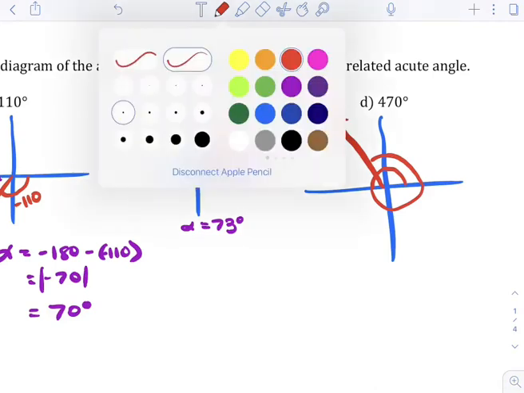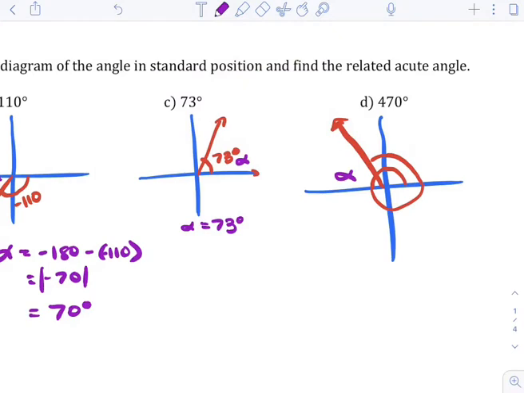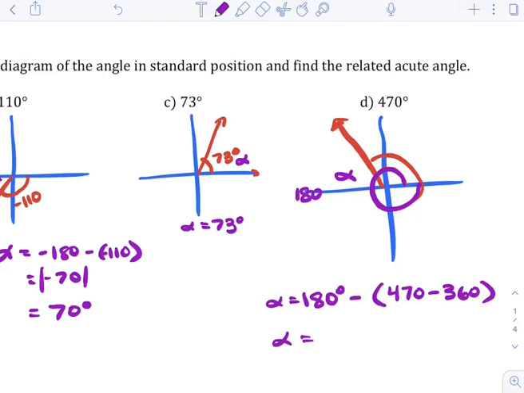Our related acute angle is the angle that's created here, so I've got to figure that out. Our x-axis is 180 degrees, but I need to subtract 470 minus that first circle, because I want to take out this first circle here. I'm just interested in what happens after that first circle because it's a coterminal angle. So I'm going to take away 360. That's our alpha. That's our related acute angle. So 180 minus, we're subtracting the first circle, so that's 110 degrees.